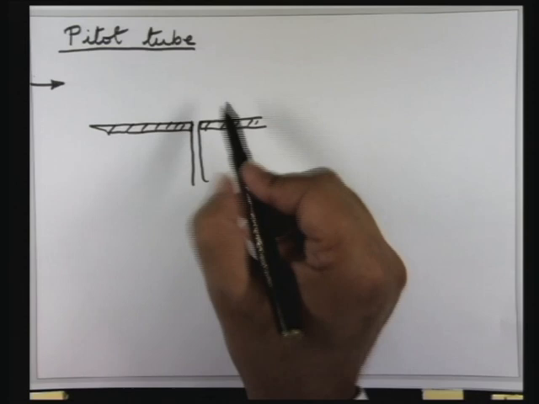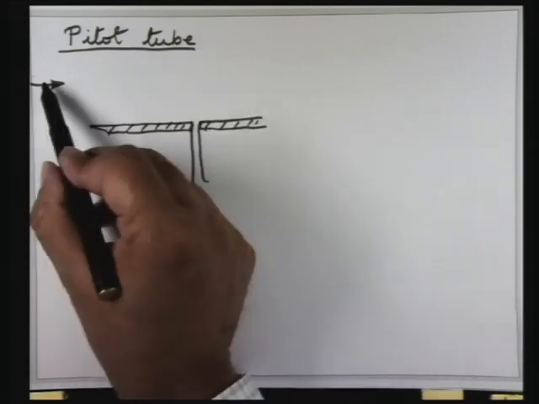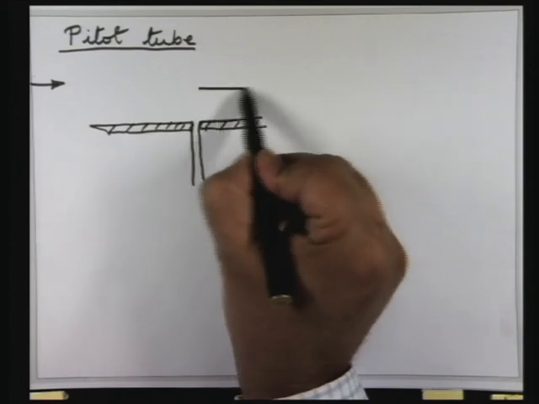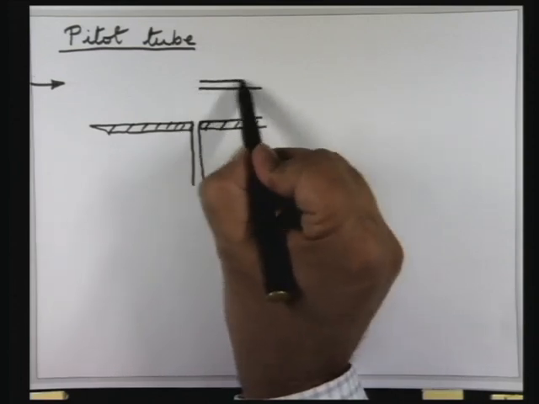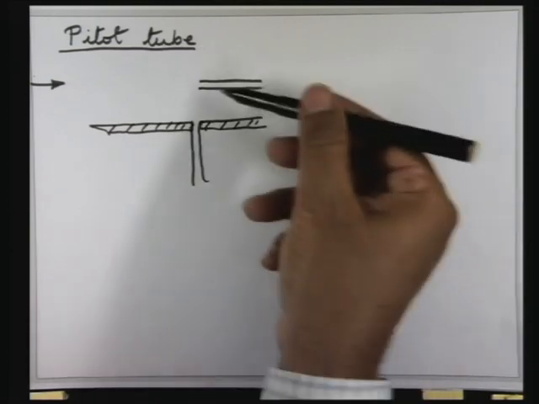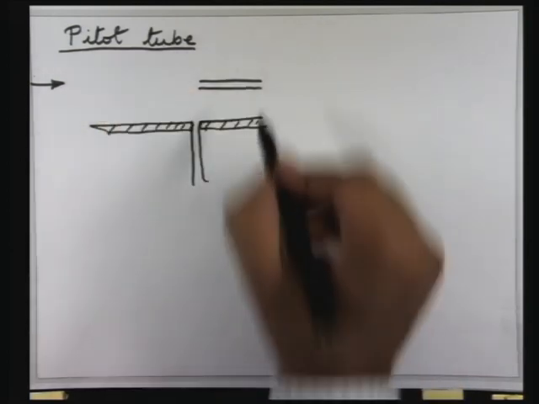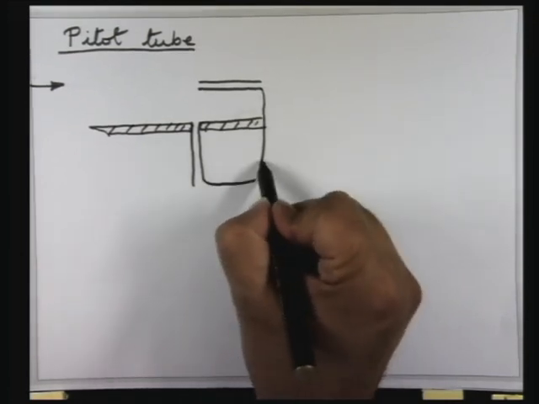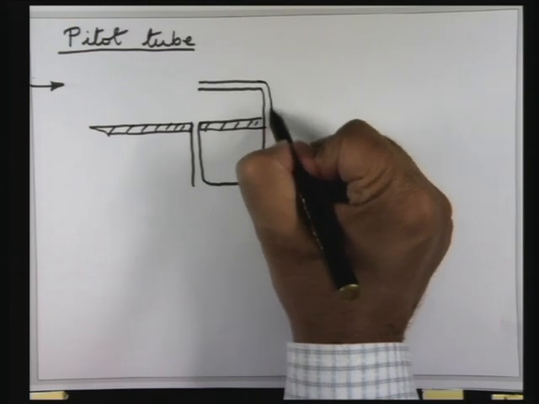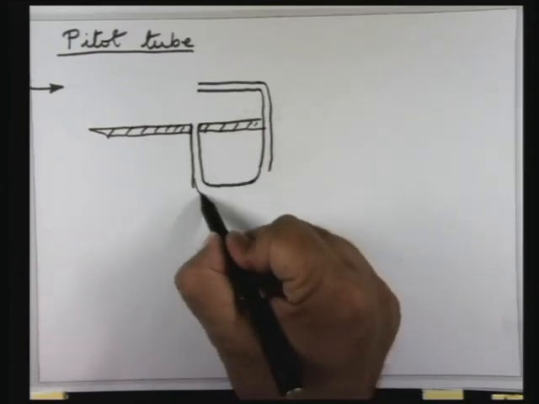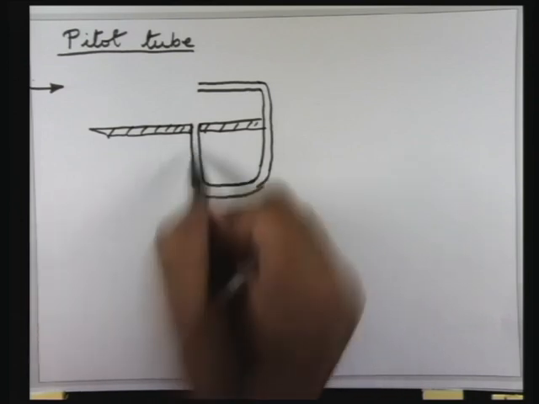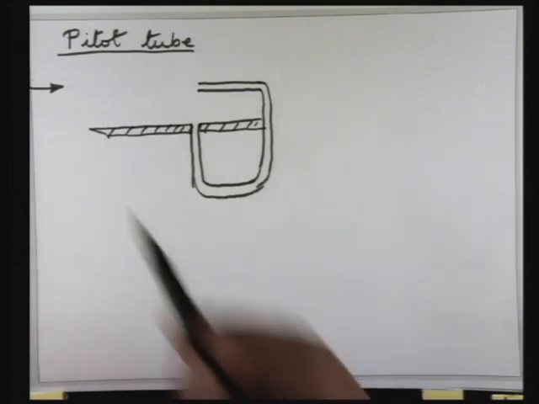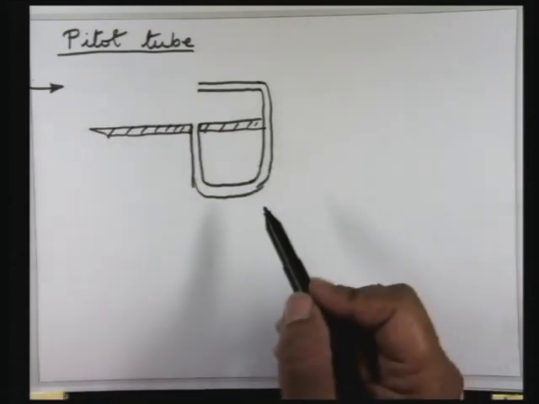Now a pitot tube is a tube which is kept opposite to this flow direction. So you have a tube here, which is aligned with the direction of the flow, and you can connect it to this tube. So this fluid which is flowing could be air in this example, or it could be some other fluid also.